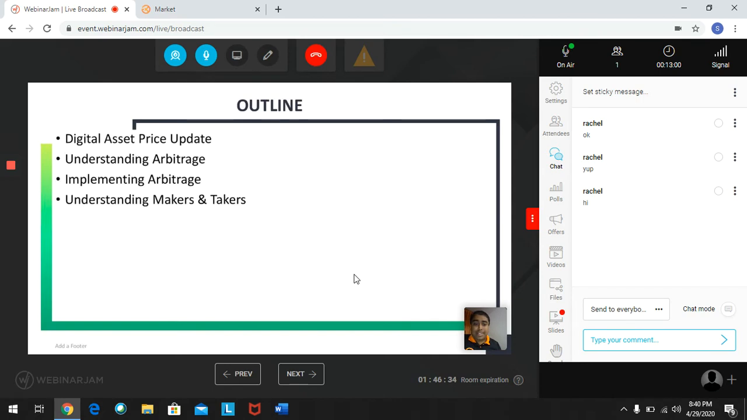Okay, explaining what is arbitrage and how do we implement arbitrage, and understand the meaning of makers and takers. So don't worry. If you think that this topic is a bit too big for you guys to understand, not to worry. I'll explain step by step so that both of us can actually understand better.